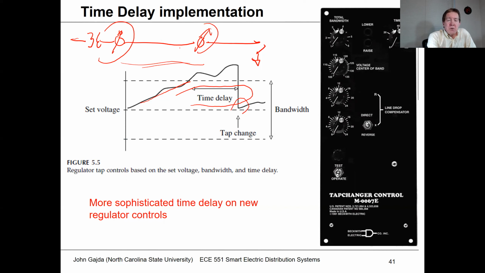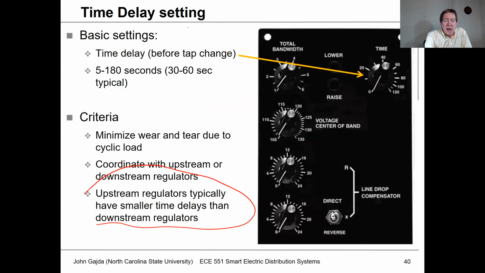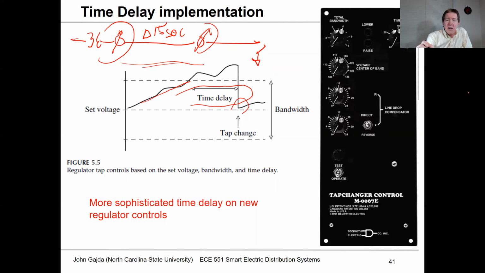Maybe you would coordinate these so there's a 15 or 30-second difference in the time delay, just so the devices aren't acting at the same time. So we normally set this up where the upstream device has the smaller of the two time delays. We could have situations with three or four line regulators in series, and as you go down the feeder, you would keep adding to the time delay difference to make sure the upstream device is given an opportunity to work first.